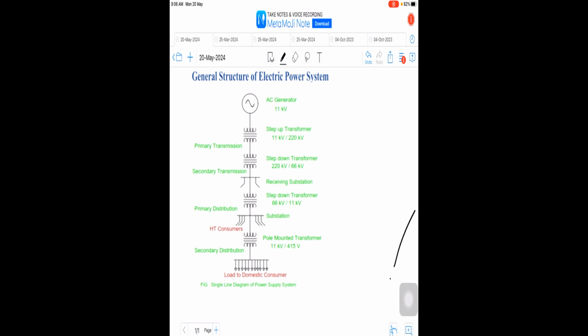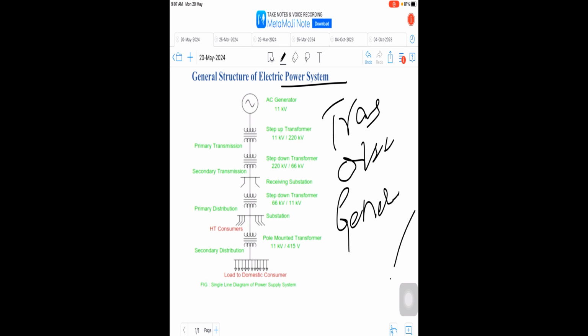Generally, this network is broadly classified into two types. One is we call as transmission and distribution. Now, the flow of electrical power from the generating station to the consumer is called as electrical power system or electrical supply system. It generally has three components. One is generating station, wherein the power is being generated. Next, transmission network. Next is distribution network.